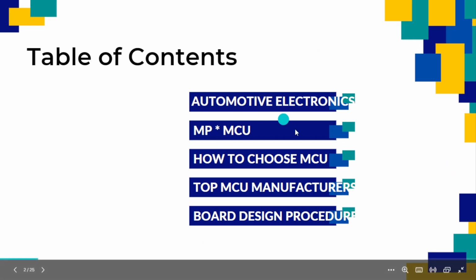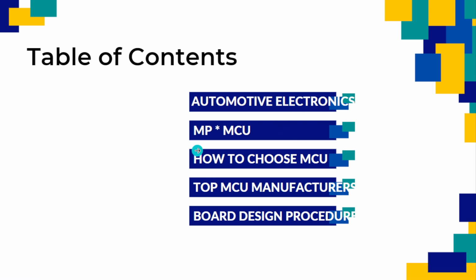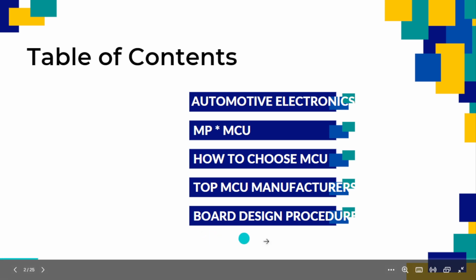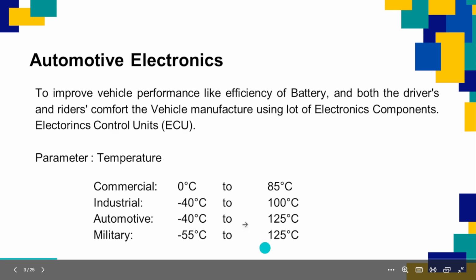So today we are going to cover these topics. First one is automotive electronics, next one is the microprocessor and microcontroller, and how to choose a microcontroller, and top microcontroller manufacturers and board design procedures. What the board design procedures are, we will discuss. First one is automotive electronics.